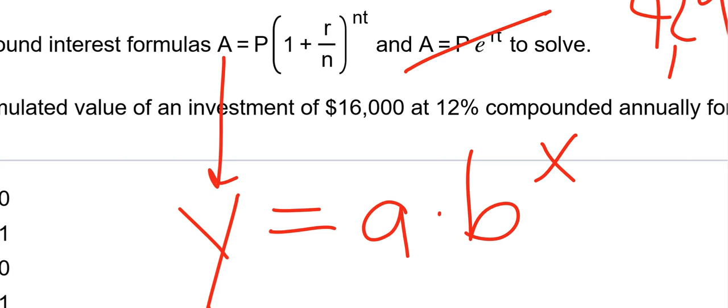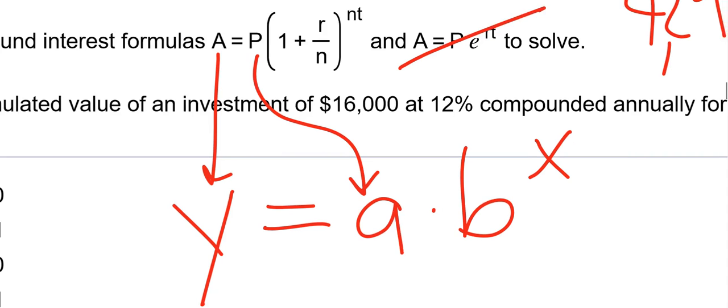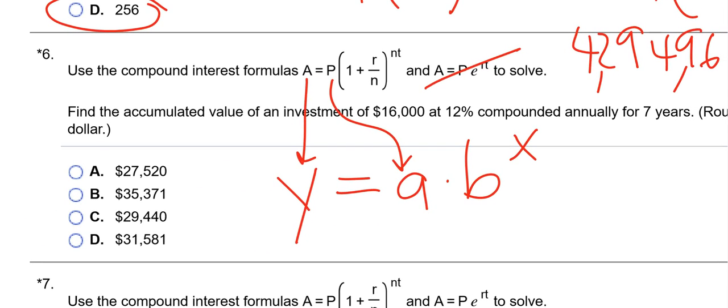The A value is like the Y. It's the amount of money you're going to have at the end. The principal is like your starting amount. That's the amount of money you start with. Okay, in our equation, what are we starting with? $16,000.